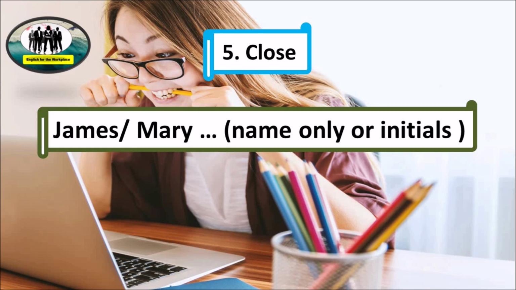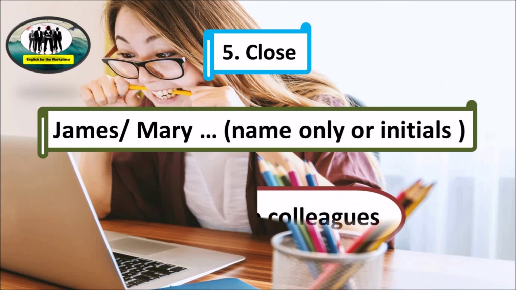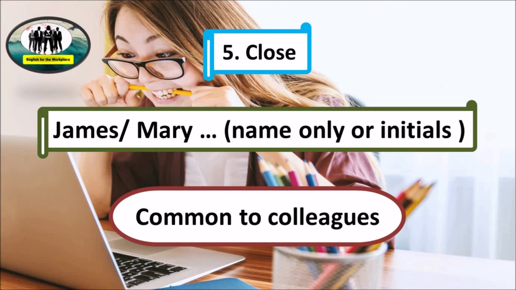James or Mary, just the name. The name of the writer of the email. He just writes the name down, James or Mary. And sometimes people just write initials, or the first letters of their names. And this is common between colleagues at work. You can send an email to your colleague at work and just end it with James or Mary, just your name or even the initials.